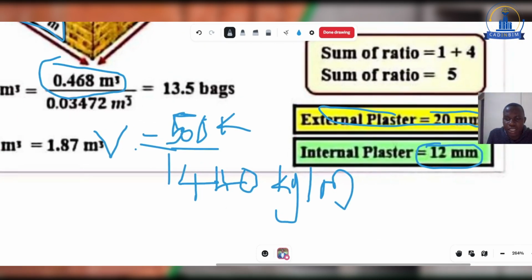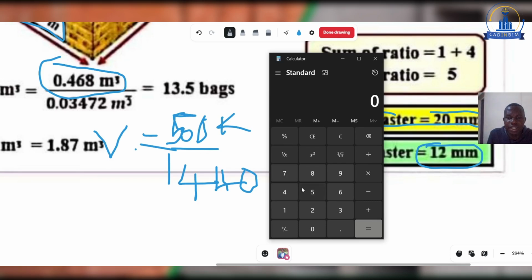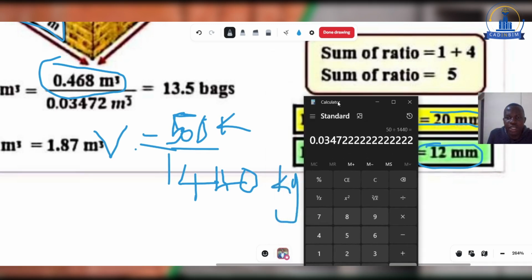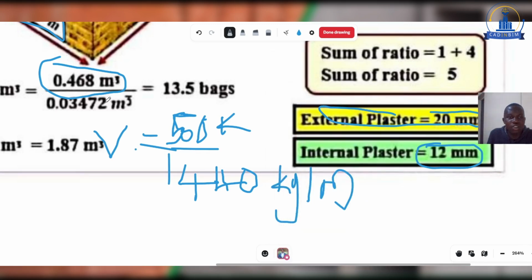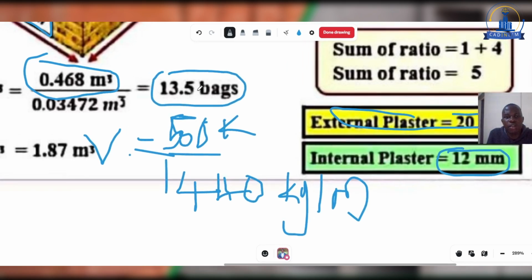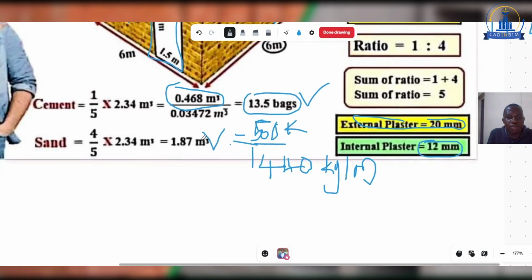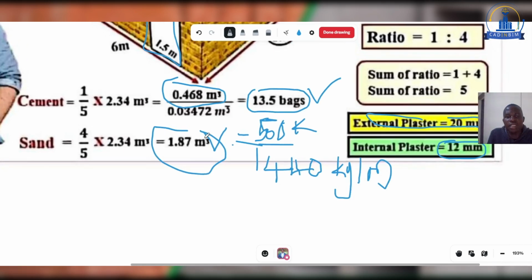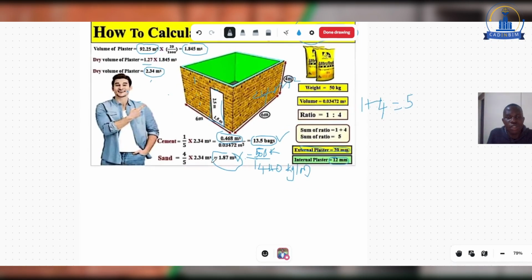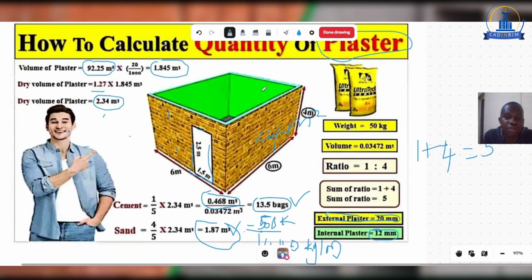Let's work this out with our calculator and see what we get. You have 50 divided by 1440. That's the volume of one bag of cement, and in total we have a volume of 0.468. So you simply divide the total volume by the volume of a single bag of cement, and you will get the number of bags that we need. Now that you have the number of bags and the volume of sand that we need, you can simply order these quantities to do your plaster for similar work.